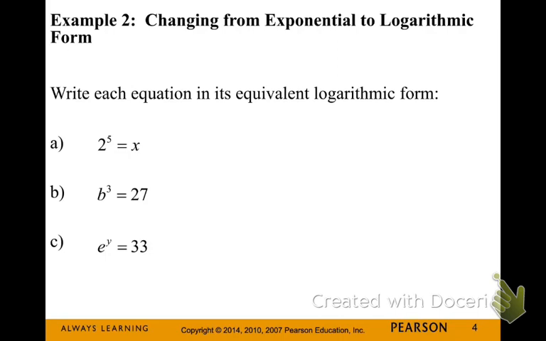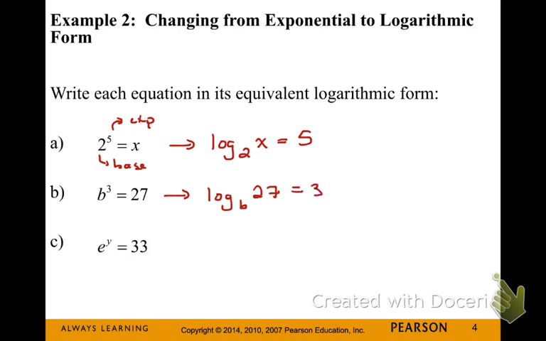Let's try going the other way. Let's write the exponential as a logarithm. Well, in the first one here, we have a base of 2 and an exponent of 5. So we can rewrite this as a logarithm, log base 2 of x equal to 5. Same thing on the next one. The base here is b. The exponent is 3, so we can rewrite that as log base b of 27 equal to 3. And then the last one here, we have a base of e, an exponent of y, so we can write this as log base e of 33 equal to y.